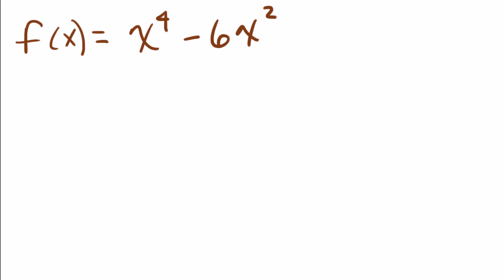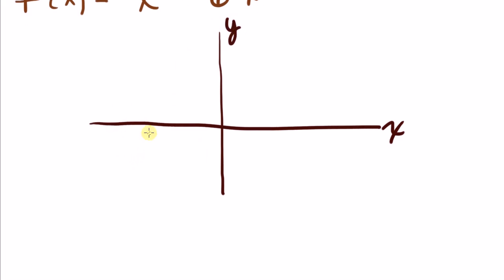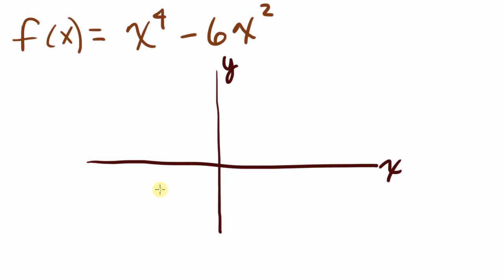So we have an x-axis and y-axis. This all becomes repetitive at some point. I'm going to need to do some algebraic manipulation here. I'm going to pull out an x squared. So this is equal to x squared times x squared minus 6. Alright, so I need to get my zeros. So I need to work with this guy.